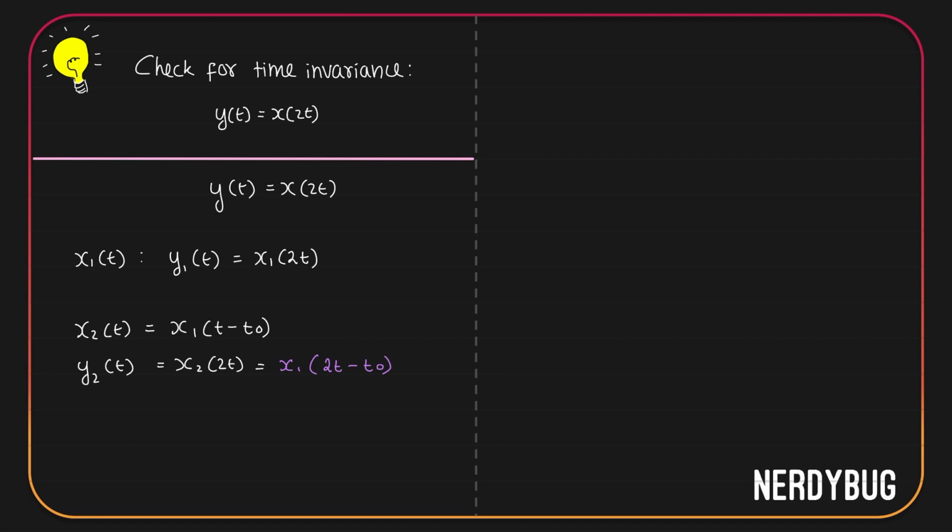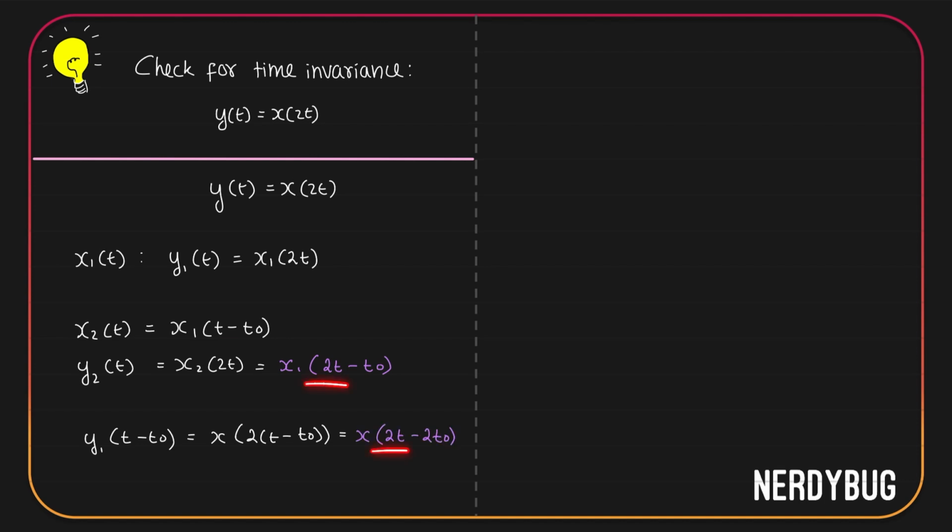Now let us check if this is going to be equal to the shifted output y1 of t minus t naught. y of t is x of 2t. t became t minus t naught. So this t will have to become t minus t naught. So I'll get x of 2 into t minus t naught. In this case, it is 2 into t minus t naught. The 2 is affecting t naught as well. You have to clearly understand what happened here. So this is x of 2t minus 2t naught.